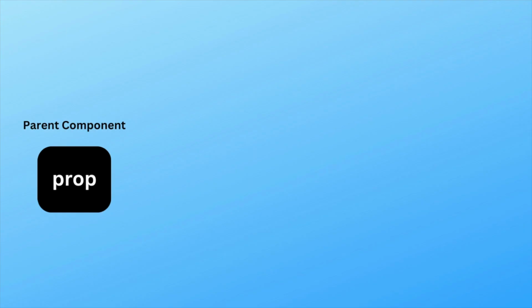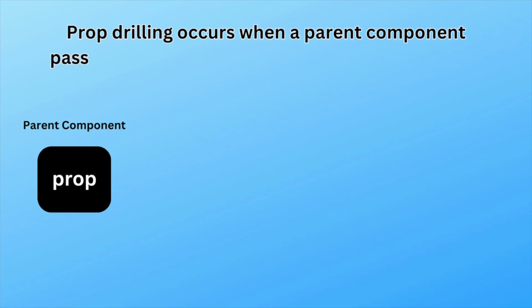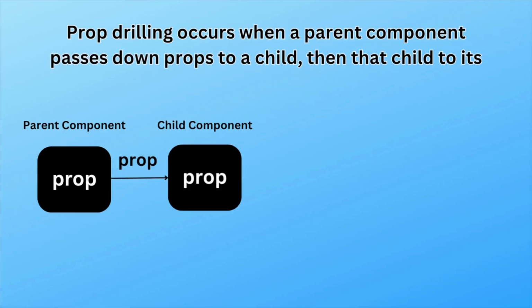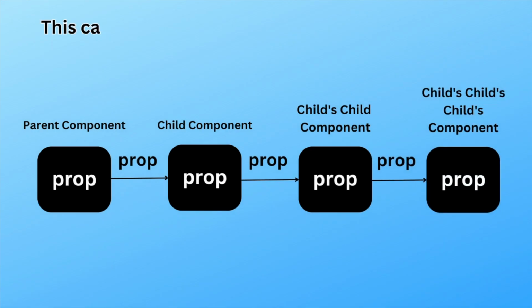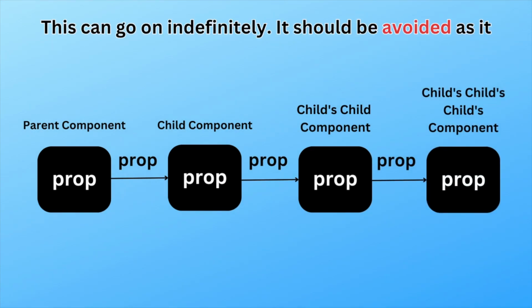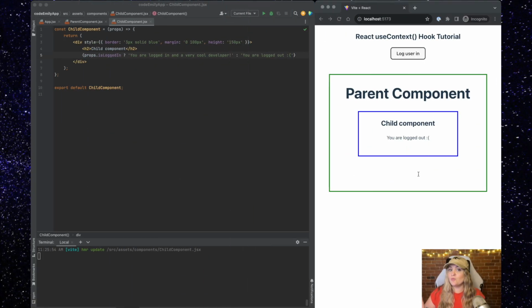avoided when possible. Prop drilling occurs when a parent component passes down props to a child, then that child to its own child, and so on. This can go on indefinitely, and it should be avoided as it's confusing and can cause bugs. One way to avoid prop drilling is with the useContext hook. So let's rewrite our application using useContext.